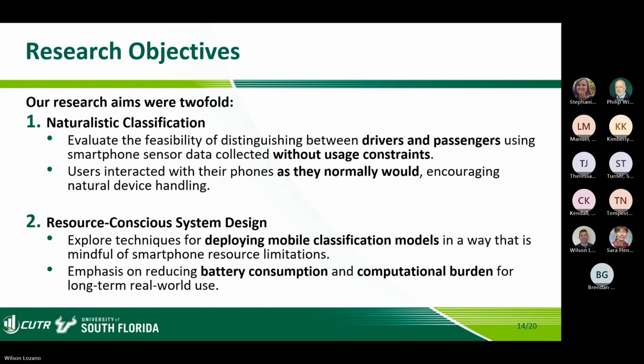Therefore, here are our research objectives. Our research aims were twofold. The first one is naturalistic classification. We need to evaluate the feasibility of distinguishing between drivers and passengers using smartphone sensor data collected without usage constraints. We want to avoid usage constraints to make it naturalistic, and we want users to interact with their phones as they normally would, encouraging natural device handling.